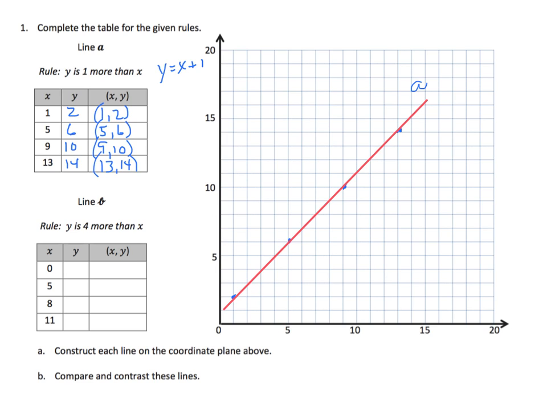Now we'll go for the second line B, and we have a rule that Y is 4 more than X. So again, I'm going to write y equals x plus 4, just to turn that into an expression. And if x is 0, y is 4, and 5 plus 4 is 9, and 8 plus 4 is 12, and 11 plus 4 is 15, writing in our ordered pairs, then we'll plot them on our coordinate plane.